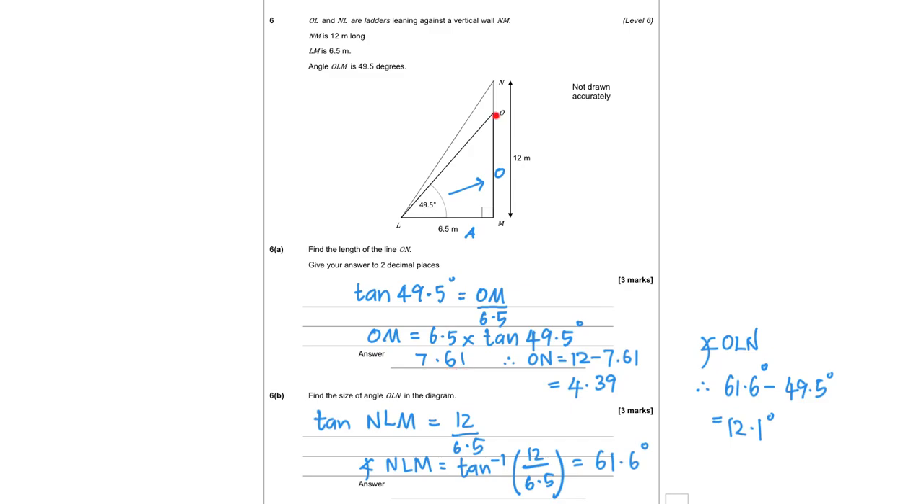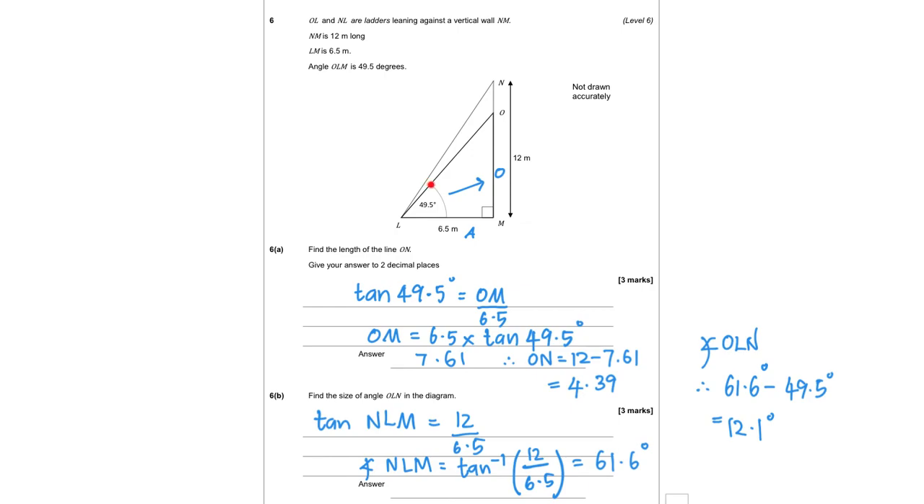So it means this stretch, OM, is 7.61. And we can get the balance from 12 to get this bit ON. So 12 minus 7.61 is 4.39 meters. Okay, that is ON. So now, next question, we will find the size of angle OLN.